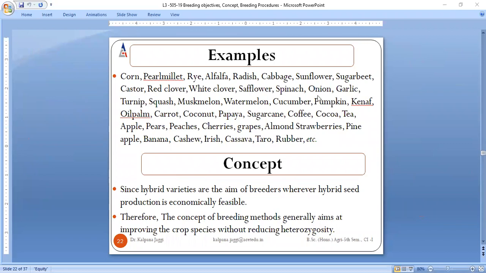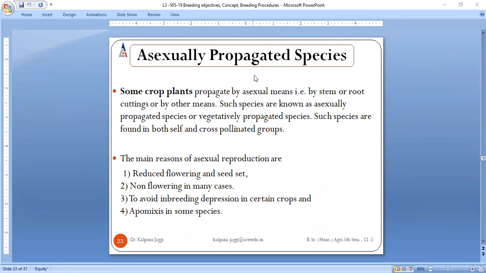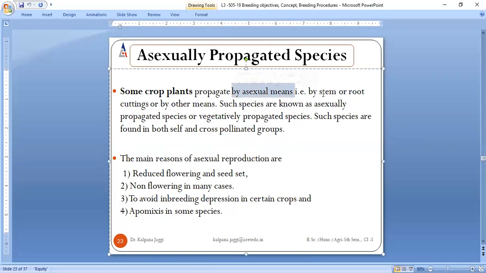Third and the last one, these are the asexually propagated species. Asexually propagated species means these propagate by asexual means. That means either a part of the stem, root, or by other means. That means that the part is taken from the plant body, a certain part is excised, and that itself is used for the propagation of the species.